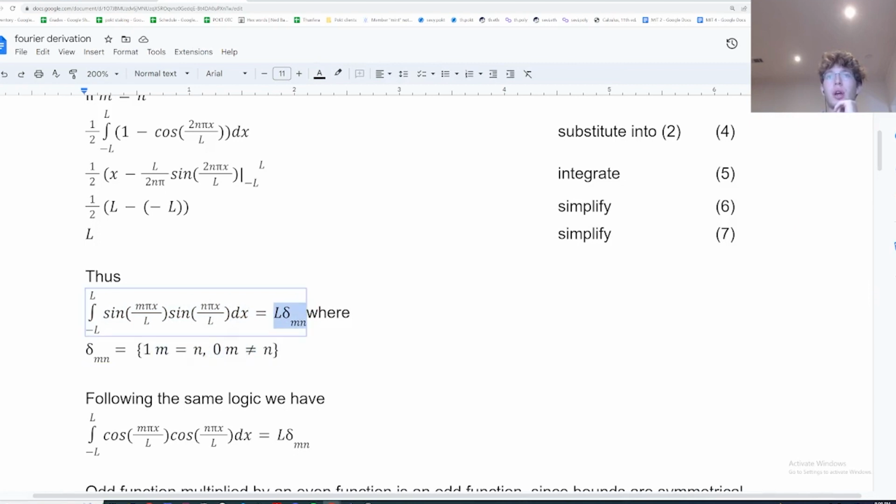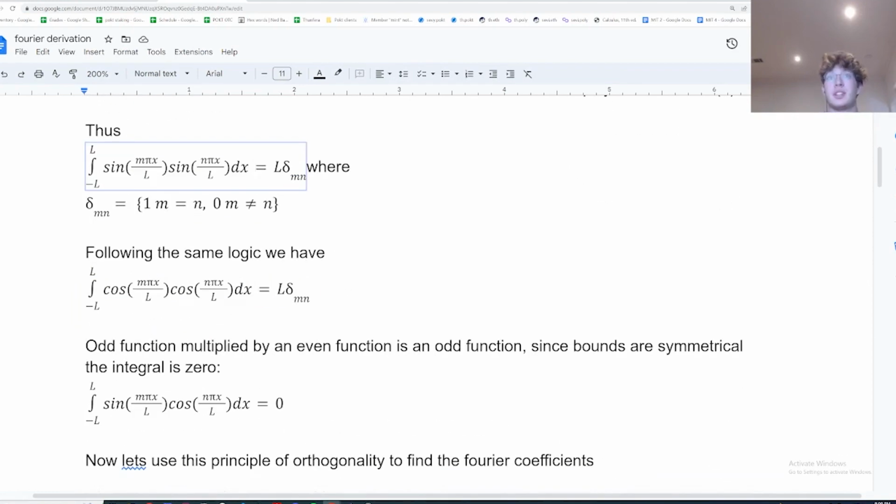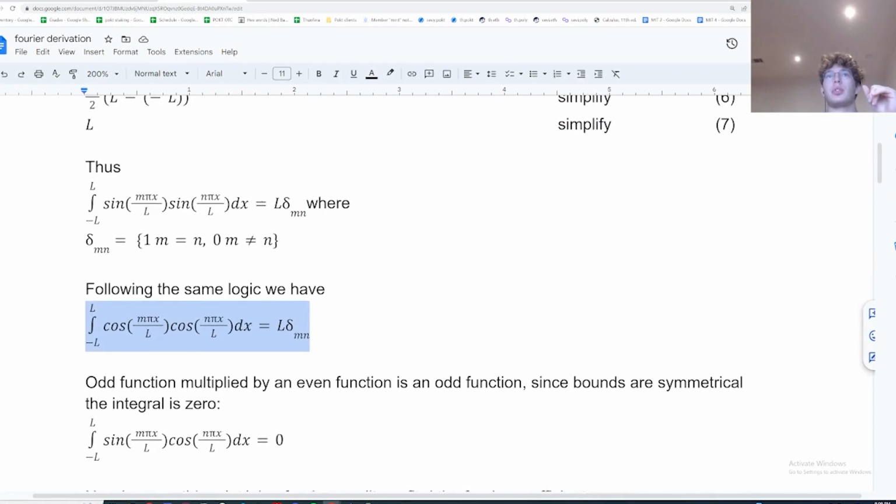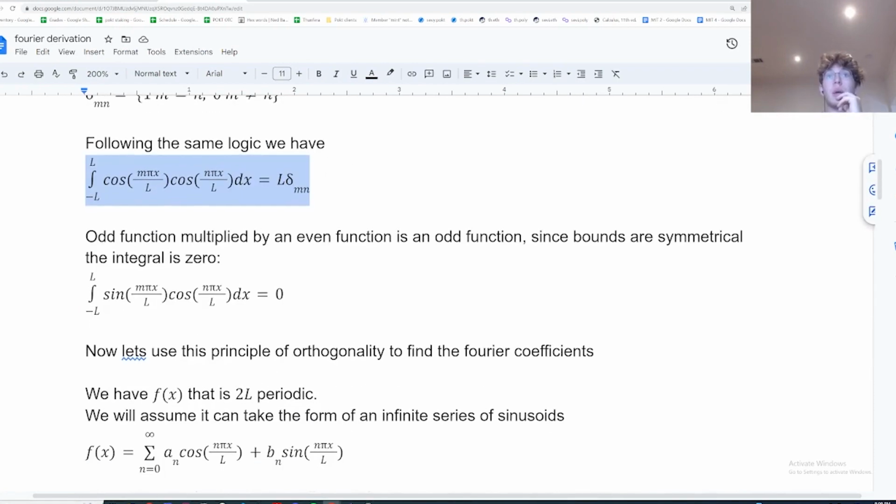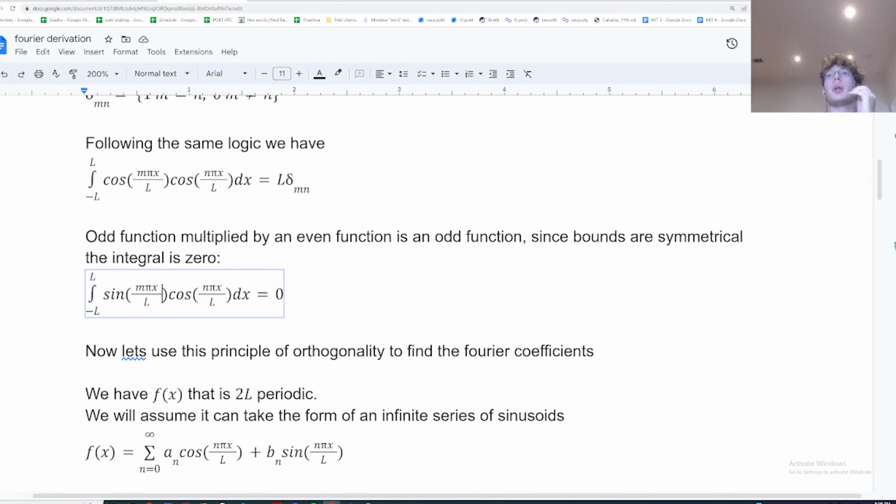So this is just a nice way to describe this principle of orthogonality. Following the exact same logic as above, we apply this same methodology to the cosine variant, and we get the exact same thing as with sine. Then we can also have orthogonality between sine and cosine. Sine and cosine are always orthogonal because if you multiply an even function by an odd function, since the bounds are symmetrical, you get an odd function, and the integral over symmetrical bounds of an odd function is 0.